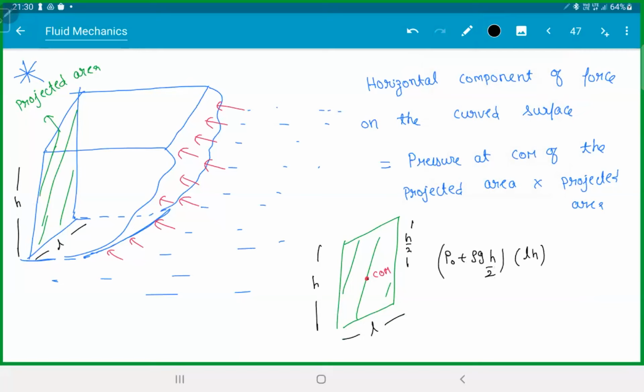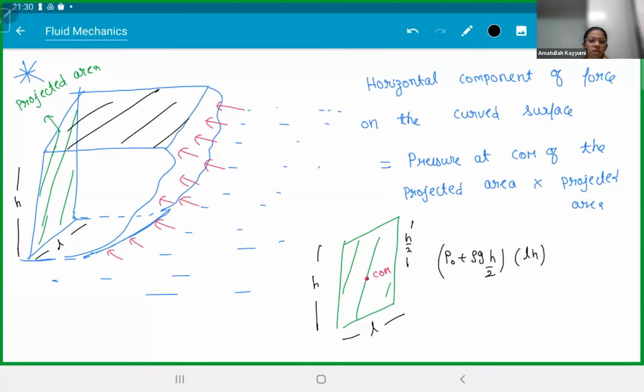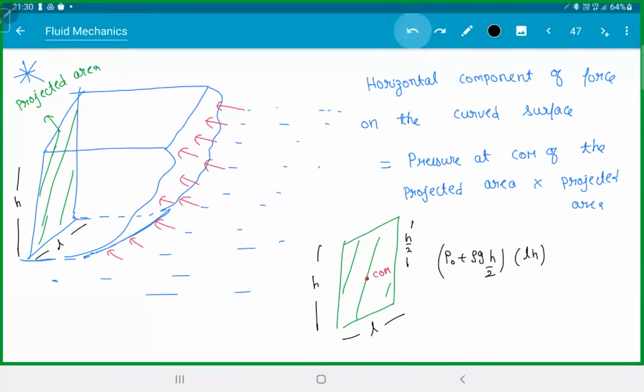So you can combine the projected area and the center of mass concept together and you'll get an answer like this. Can't it be any face? Mu, what do you mean by that? The projected area, can't it be any face? No, projected area, see. If you take this, its vertical component will come. We can only find horizontal components. Vertical components you can't find.